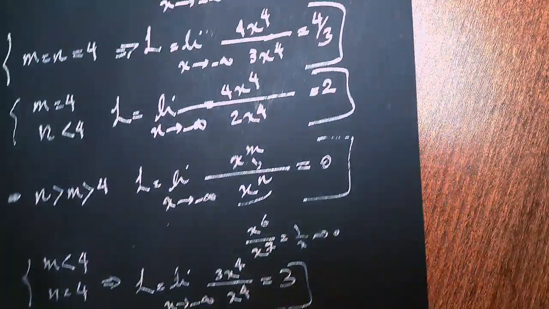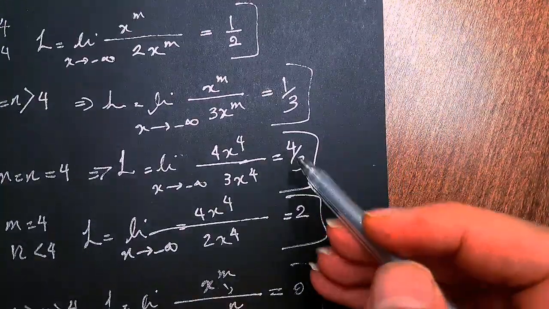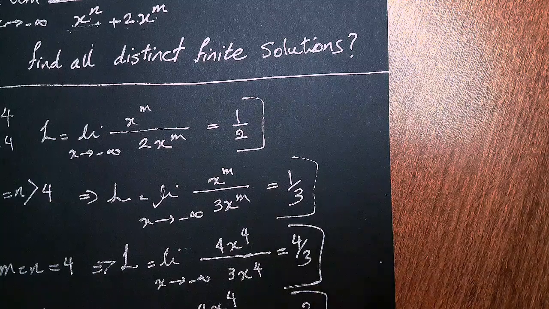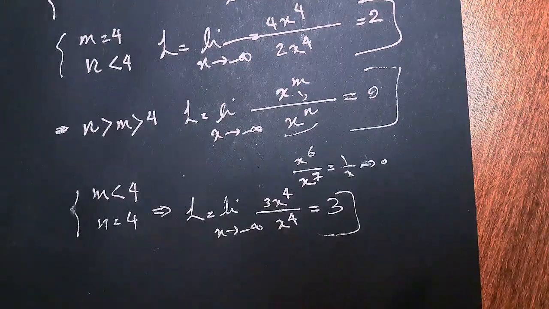So these are the only ones: 3, 0, 2, 4 over 3, 1 over 3, and 1 over 2 are all the distinct finite solutions.